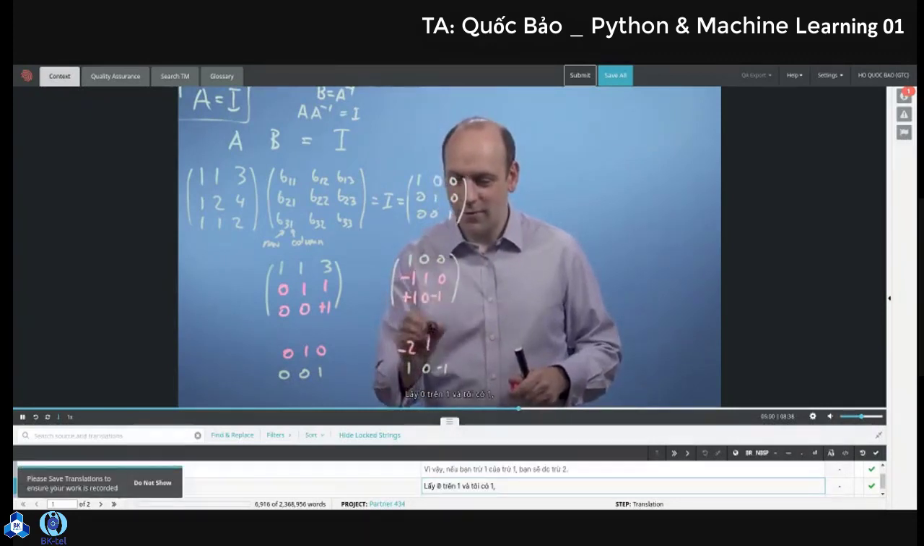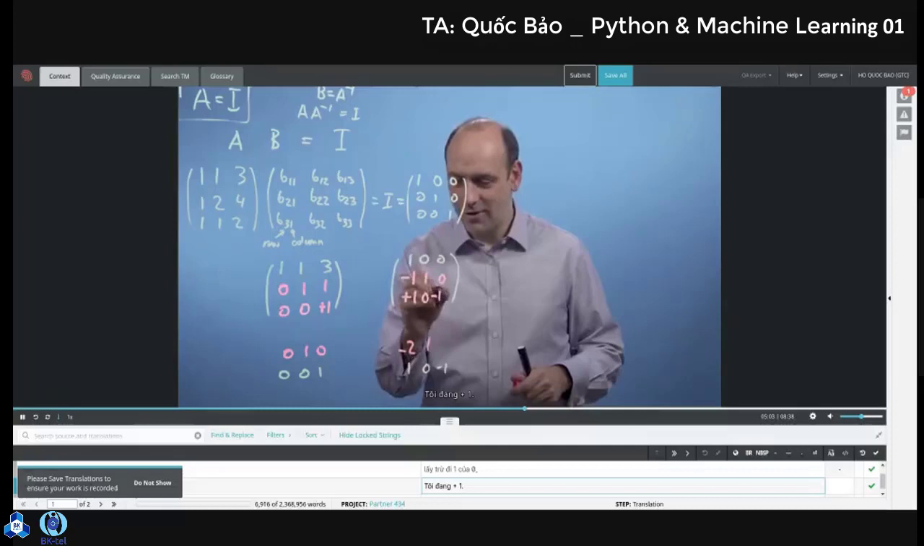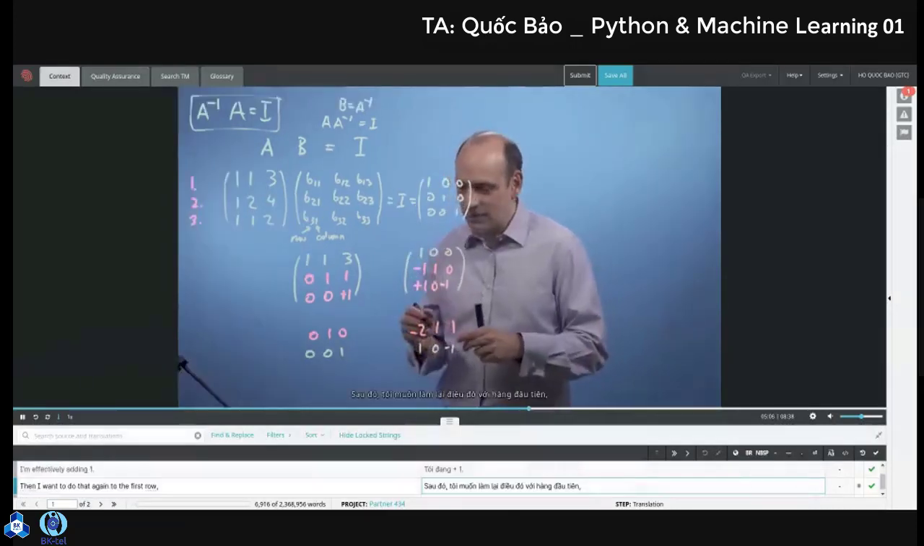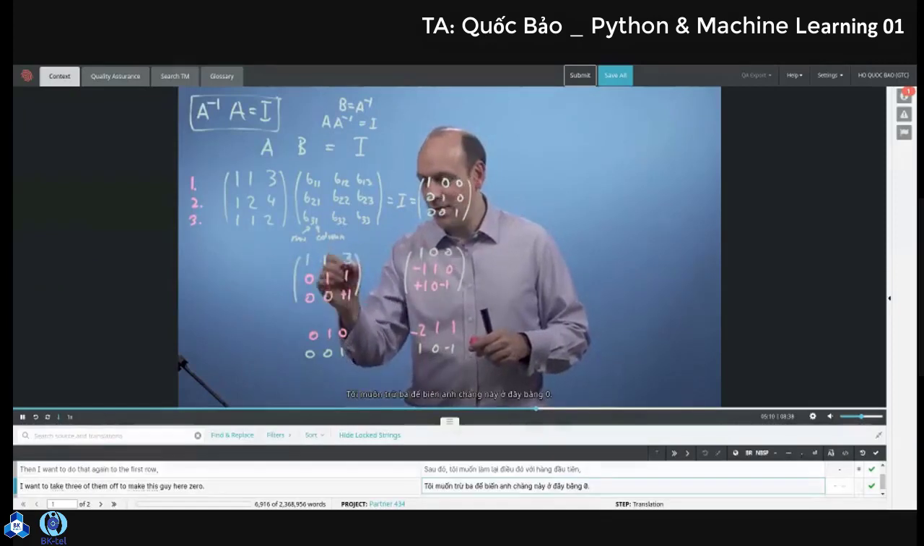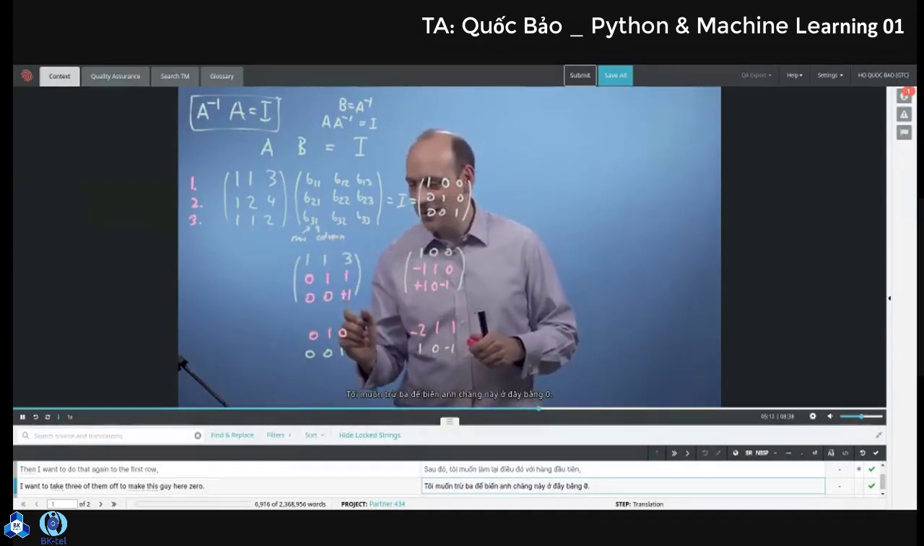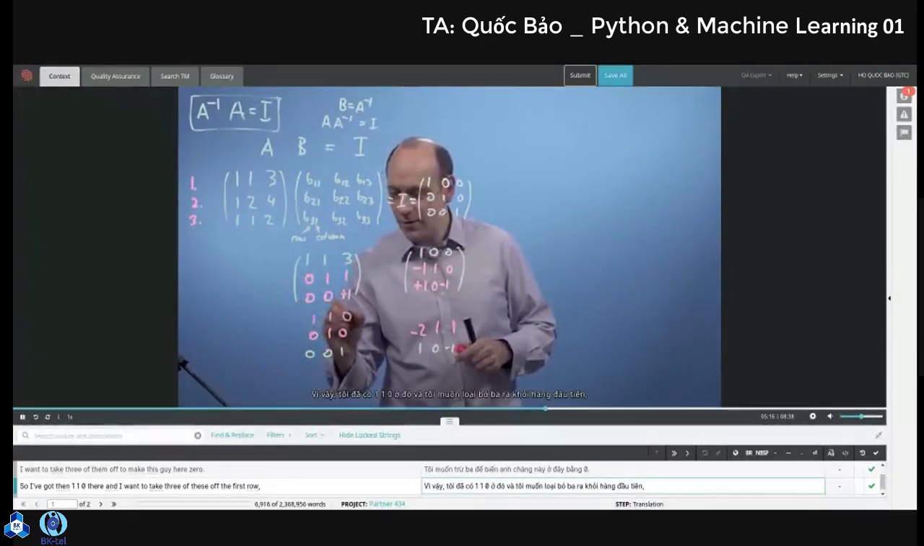Take 0 off 1, I've got 1. Take minus 1 off of 0, I'm effectively adding 1. Then I want to do that again to the first row. I want to take 3 of them off to make this guy here 0. So I've got then 1, 1, 0 there.